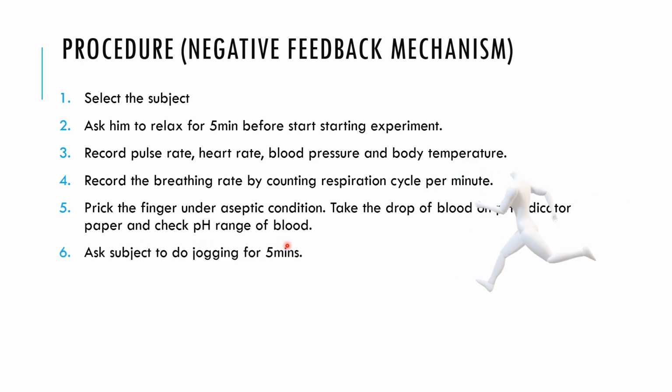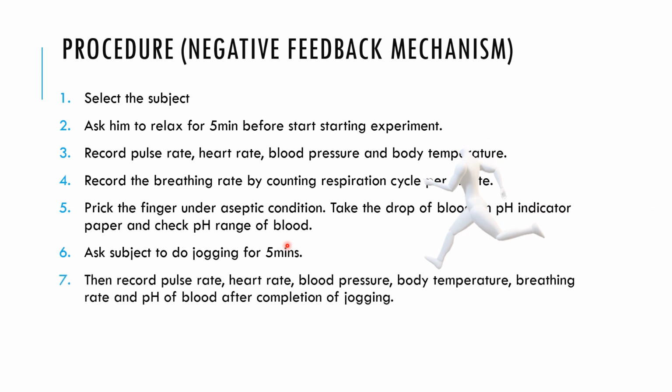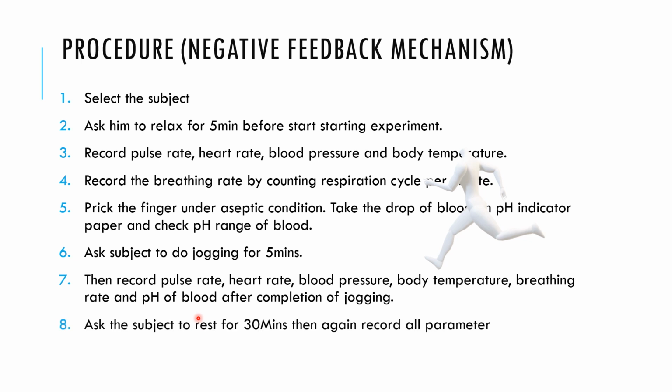Then we'll ask the subject to do jogging for 5 minutes. After 5 minutes of jogging, again we'll record the pulse rate, heart rate, blood pressure, body temperature, breathing rate and the pH of the blood. Then we'll ask the subject to rest for 30 minutes and then again we'll record all the parameters and see the observation.